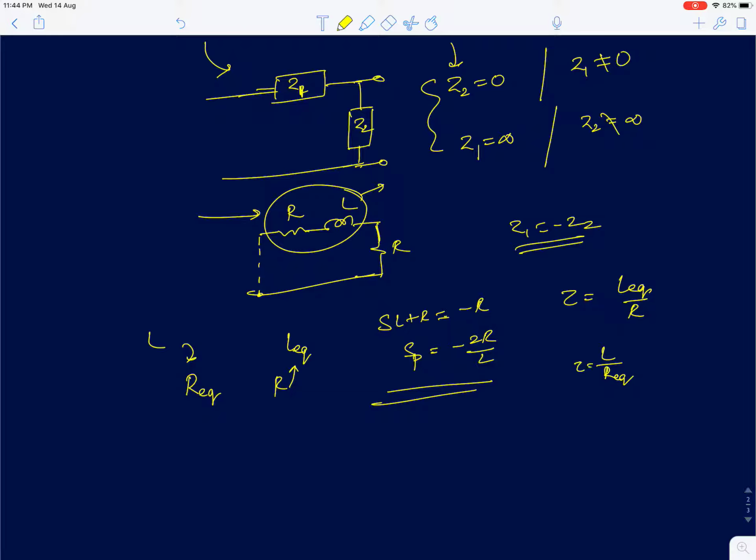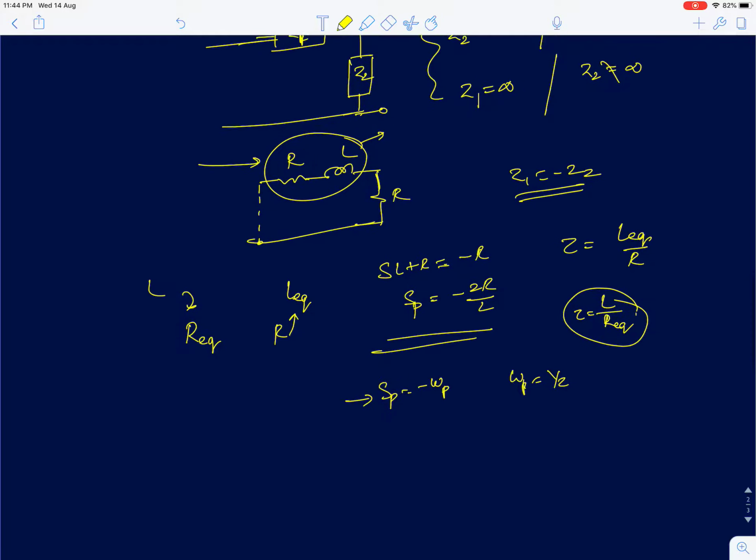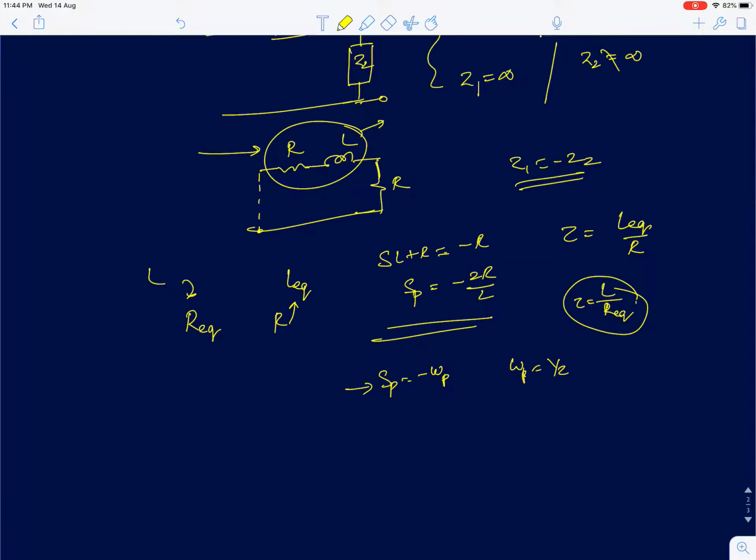You can find the time constant. Once you know the time constant, 1 by time constant will be equal to your pole. Omega p will be 1 by tau, and if it's a left of plane pole, it will be SP is minus omega p. So this is what we discussed in the previous lectures on RC circuit. The same thing can be applied here as well. So you can very easily see the effective resistance seen by the inductor is minus 2R. So the pole is minus 2R by L, or the time constant is L by 2R. Okay, so from that we can get this.